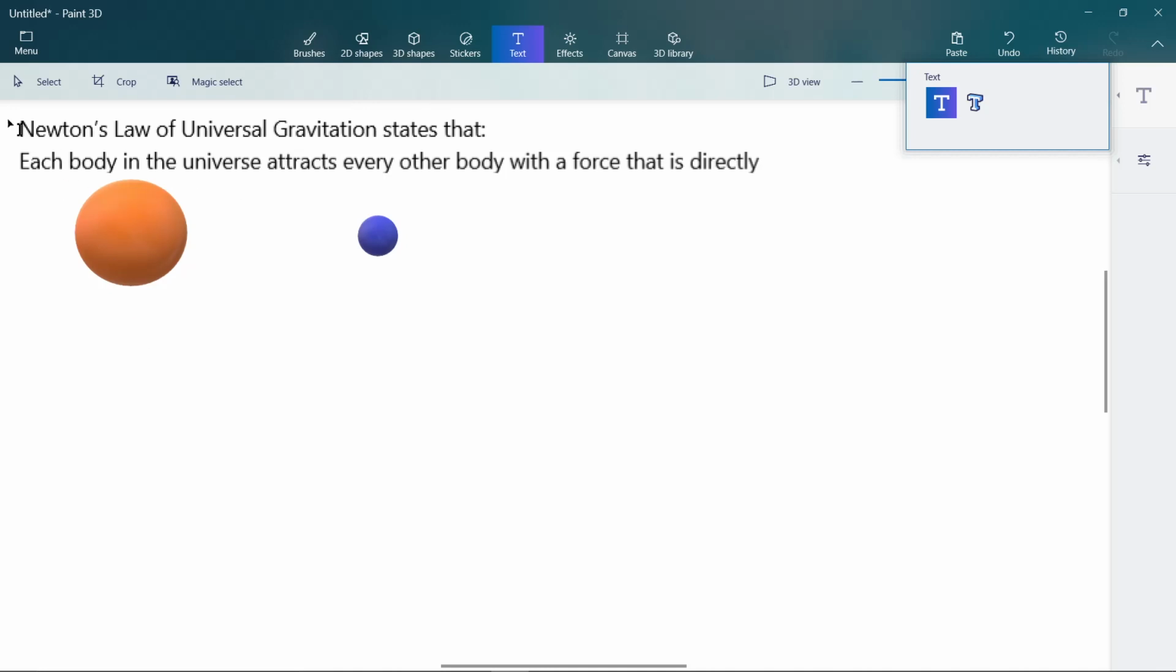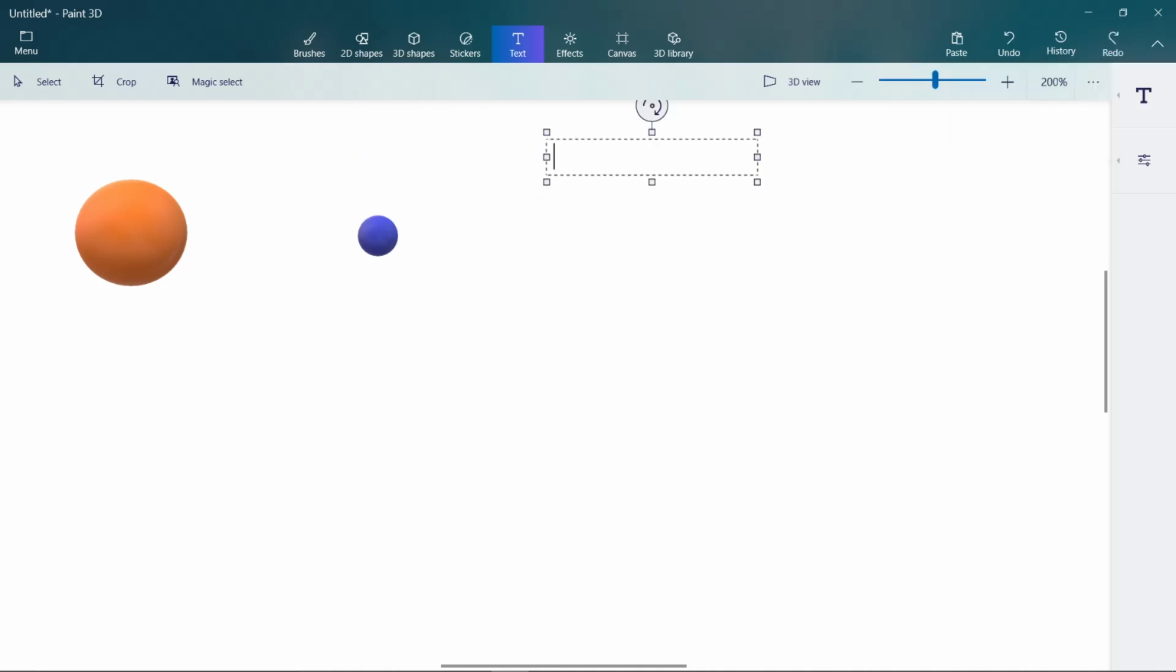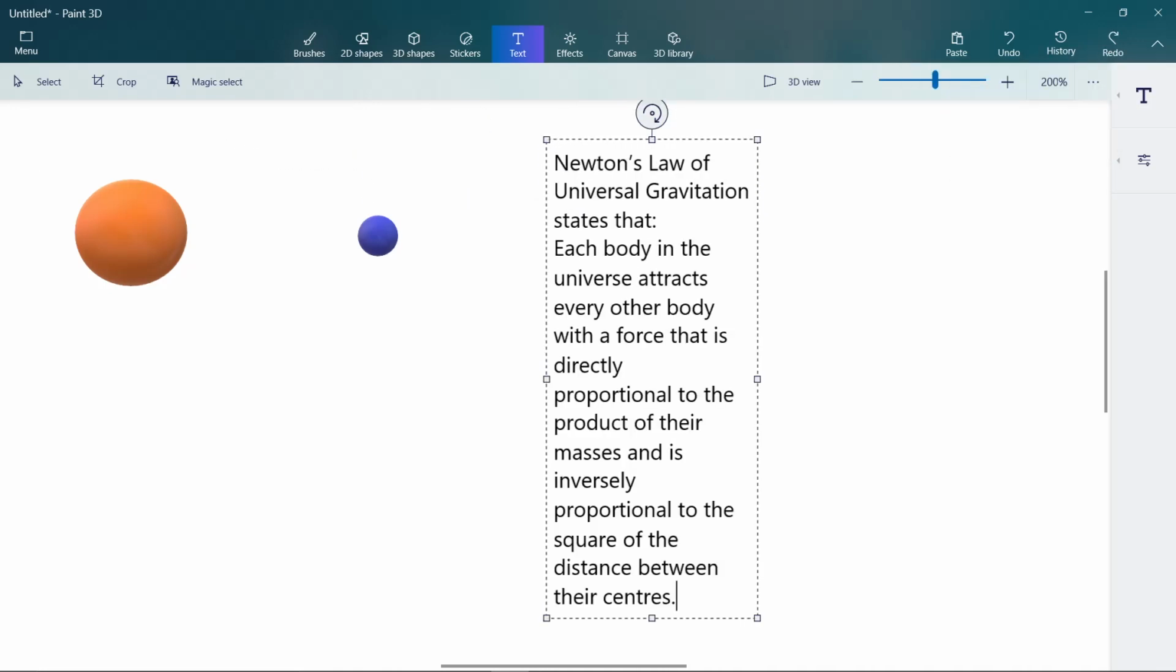So today we are going to learn about Newton's law of gravitation. Okay, so here it is. Newton's universal law of gravitation says that each body in the universe attracts every other body with a force that is directly proportional to the product of their masses and inversely proportional to the square of their distance. So they're saying it's universal, in each body.